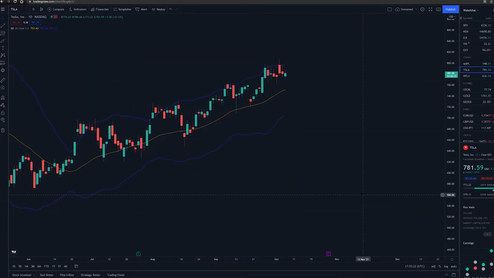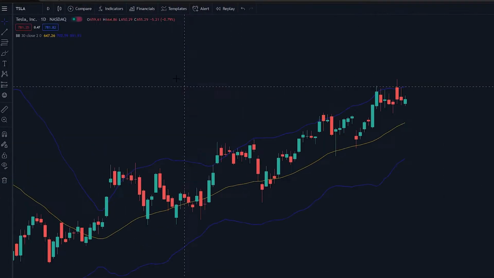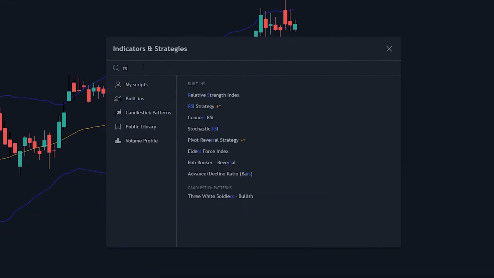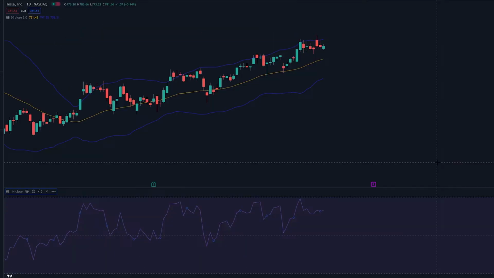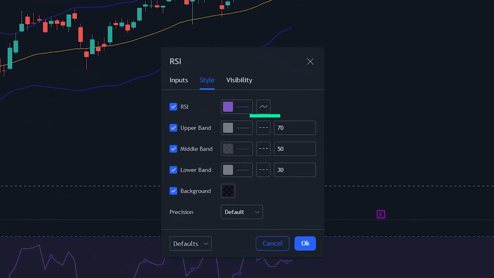In parallel, the Relative Strength Index, or RSI, provides vital insights into whether a security is overbought or oversold. By adjusting the upper and lower bands of the RSI, traders can customize the indicator to align with specific trading strategies, ensuring that it complements their overall market approach.